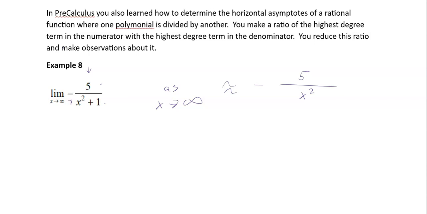Now, let's think about what happens if you have a very large number. You have 5 divided by a very large number squared. Infinity is a very large number. Even if it's a very large negative number squared, what happens?